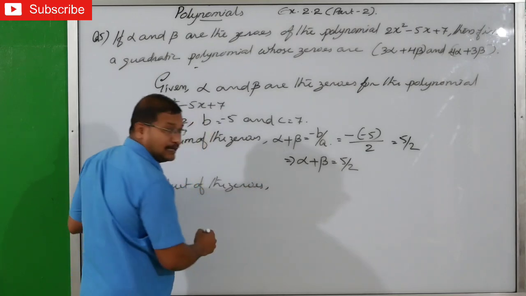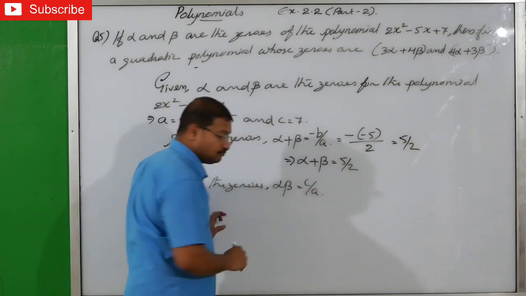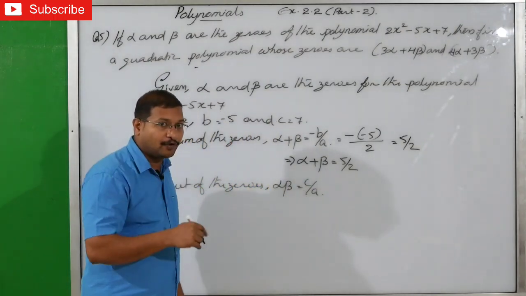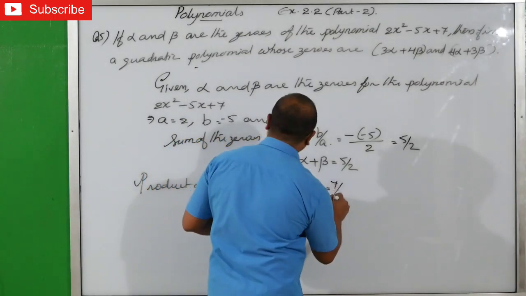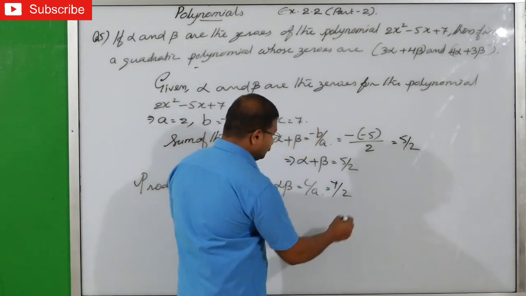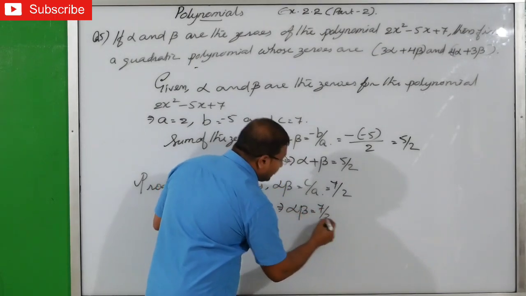Product of the zeros, that is alpha into beta equals c by a. We studied the formula before, isn't it? So what is the value of c? That is 7 by 2. That means alpha into beta equals 7 by 2.